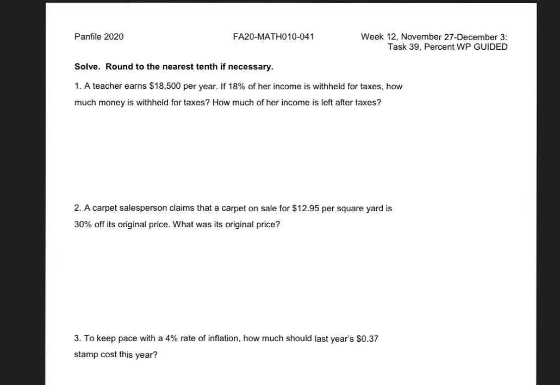All right, so I don't know what state this is in or how old this is, but it says a teacher earns $18,500 per year. If 18% of her income is withheld for taxes, how much money is withheld for taxes and how much of her income is left after taxes? So we always have to be careful what we're looking for, what questions they're asking us for. But ultimately, these all fall into one category.